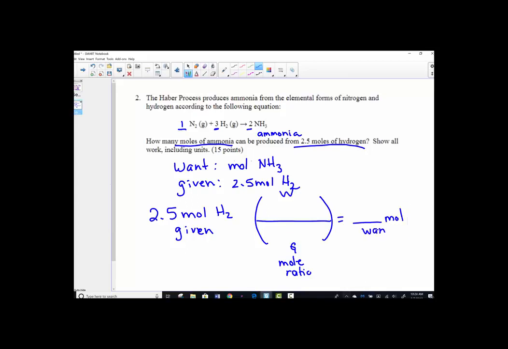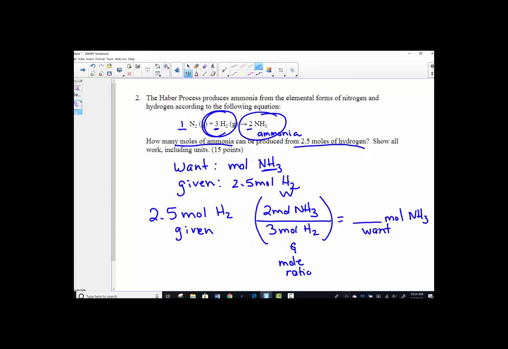So here we have, starting with a given quantity, working to the wanted quantity, we need a conversion factor. And that comes from our balanced equation. We want ammonia. We said its coefficient was a 2. We were provided moles of hydrogen. Its coefficient was a 3. The coefficients from your balanced equation take the mole ratio, and notice what's happened? We cancel moles of hydrogen, and that brings us to moles of NH3.